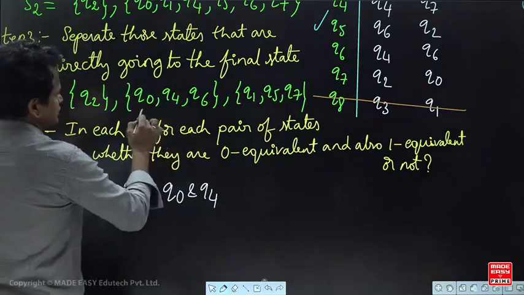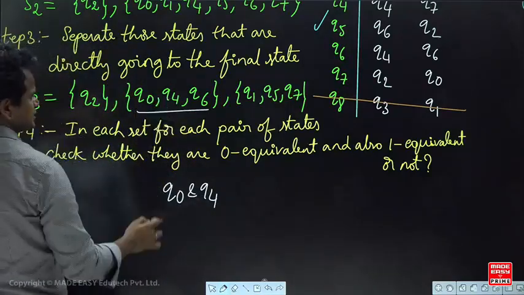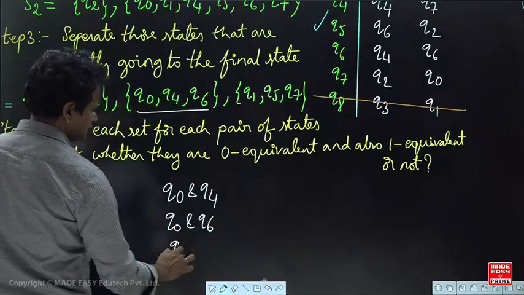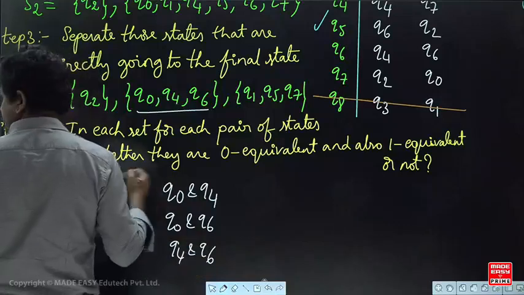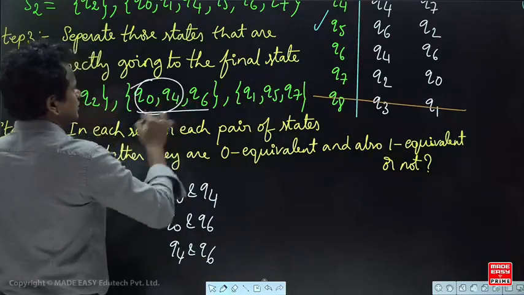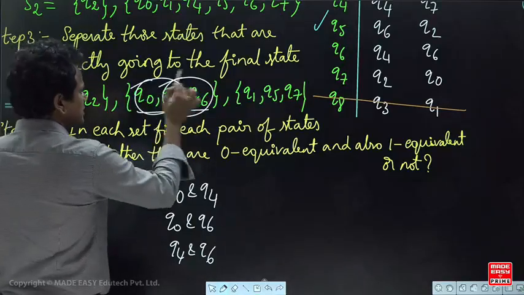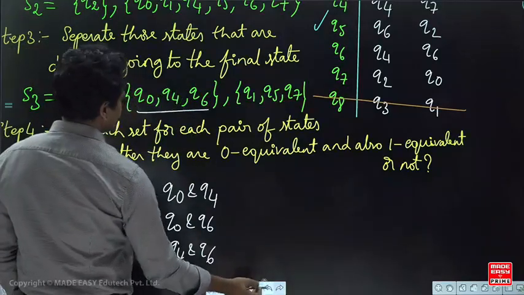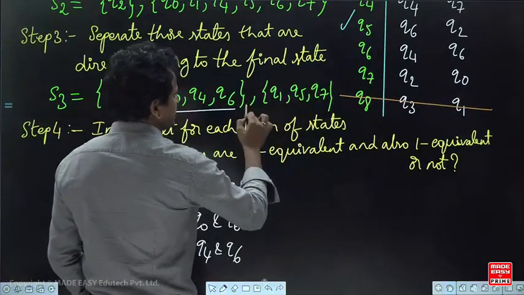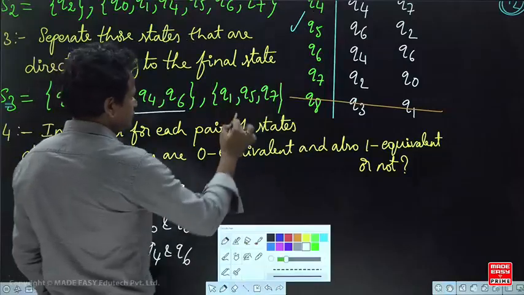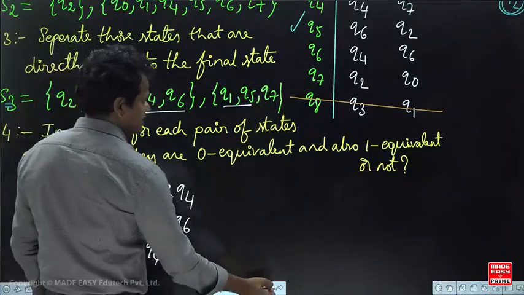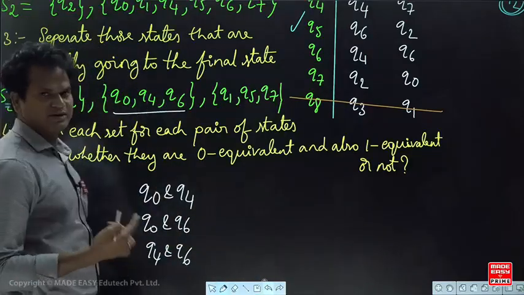So Q0, Q4, Q6 are in the same set. Pairwise, Q0, Q4 and Q0, Q6 and Q4, Q6: you check whether they are 0 equivalent and also 1 equivalent or not. Check Q0, Q4, check Q4, Q6 and check Q0, Q6. If they are 0 equivalent and 1 equivalent, we keep them in the same set. Similarly check Q1, Q5 and Q5, Q7 and also Q1, Q7, which are in the same set.